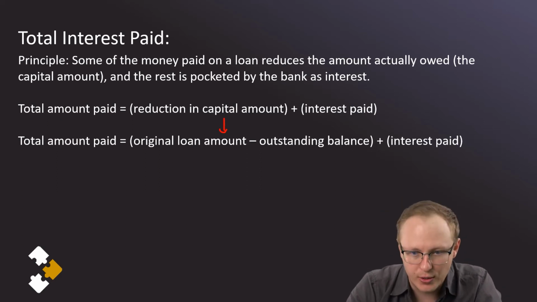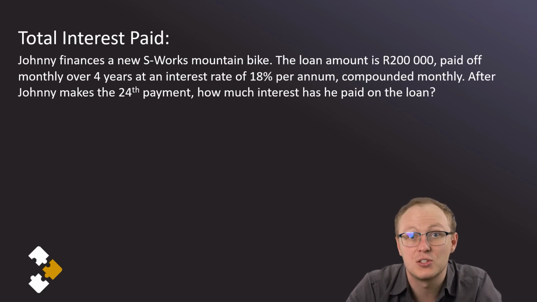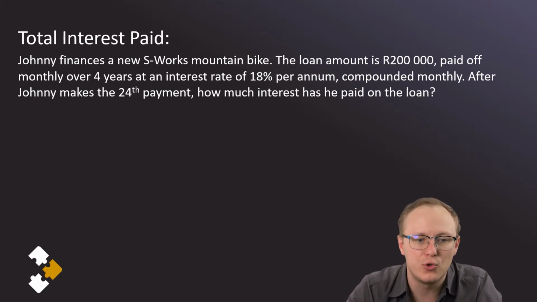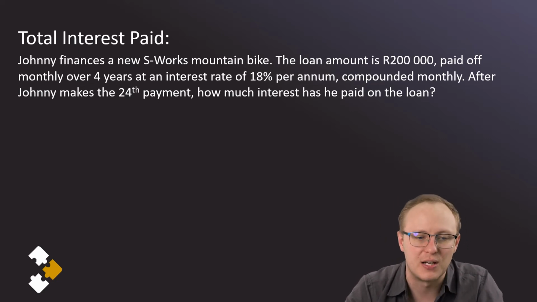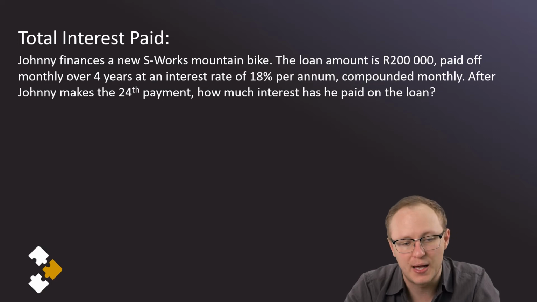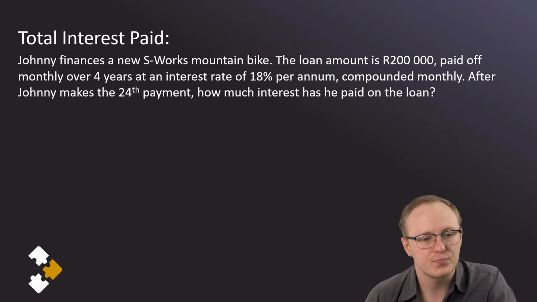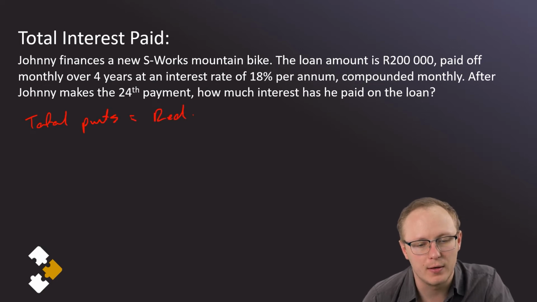Right, so let's see an example. Johnny finances a new S-Works mountain bike. The loan amount is 200,000 Rand, paid off monthly over 4 years at an interest rate of 18% per annum, compounded monthly. After Johnny makes the 24th payment, how much interest has he actually paid on the loan? Here we said that the total payments is going to be equal to the reduction in loan amount plus the interest that he actually paid.